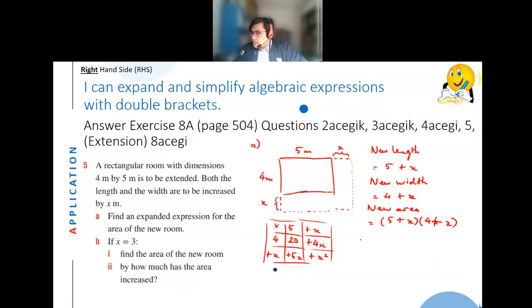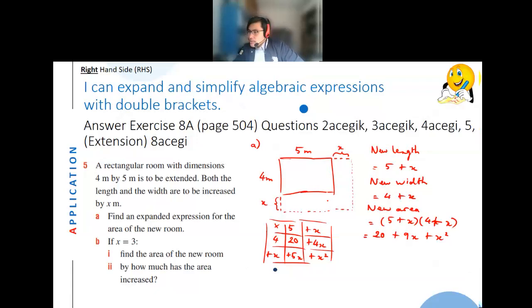So that means we're going to have 20. And then we've got the plus 4x and the plus 5x. Combine them together, that's going to give us plus 9x. And then plus x squared. Okay, so that's going to be the expanded expression for the area of the new room.